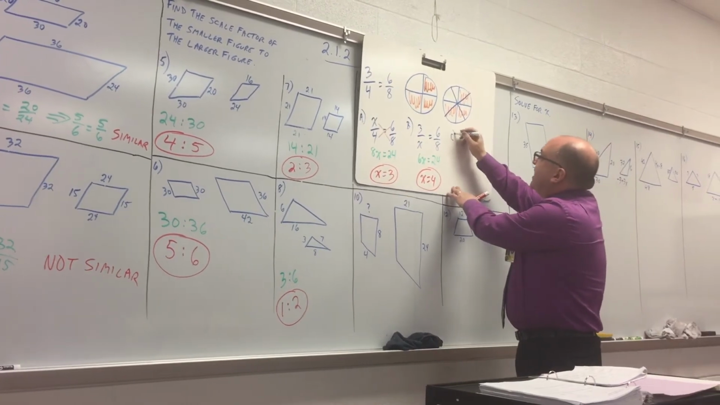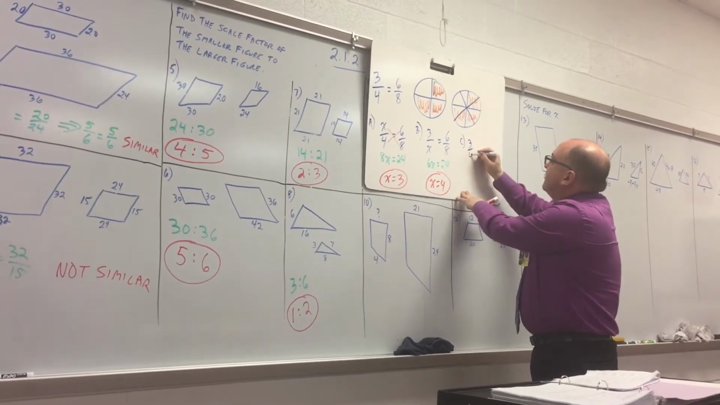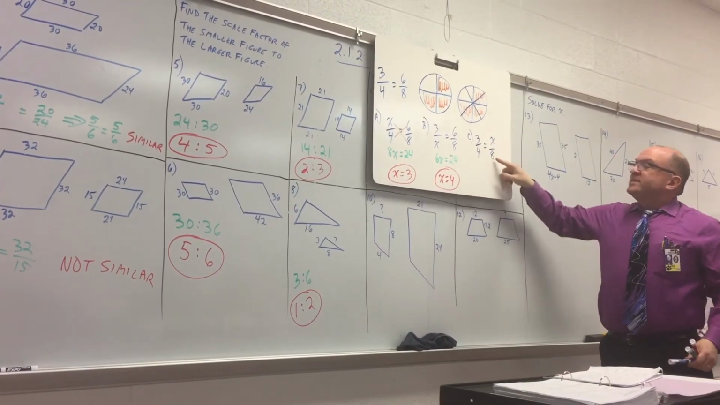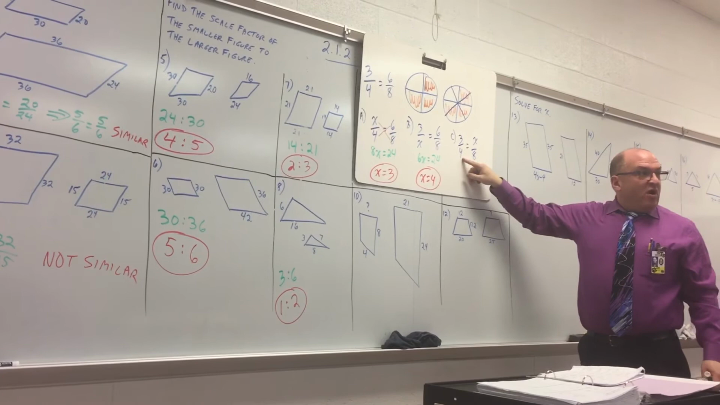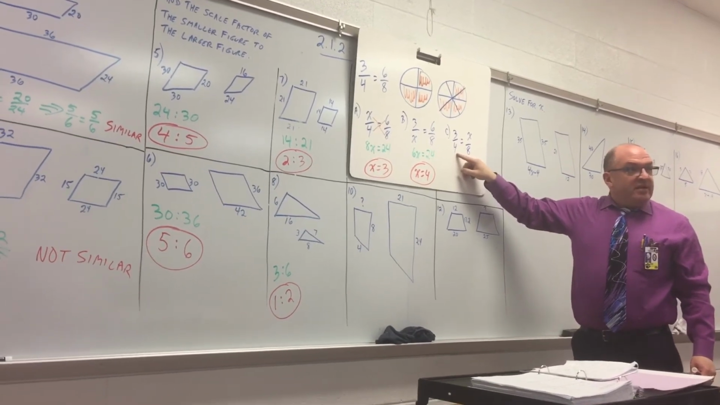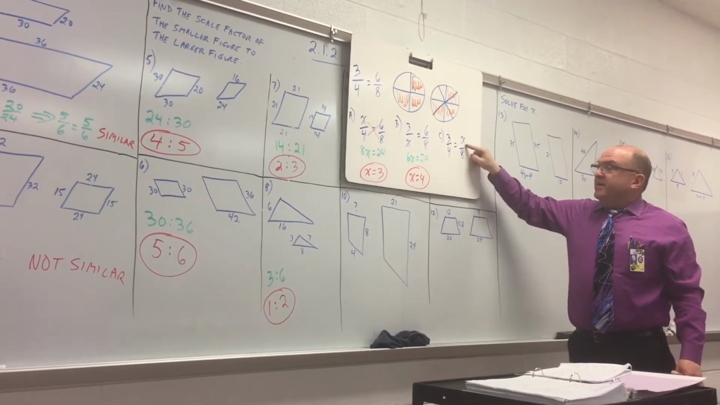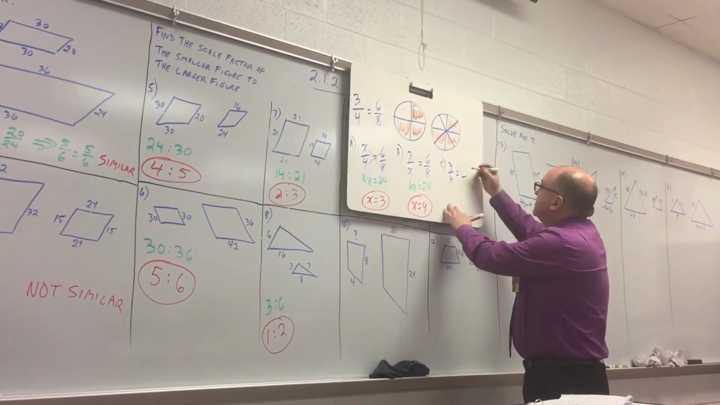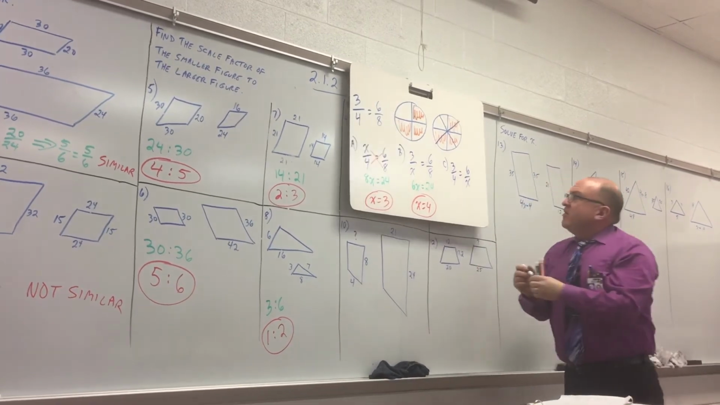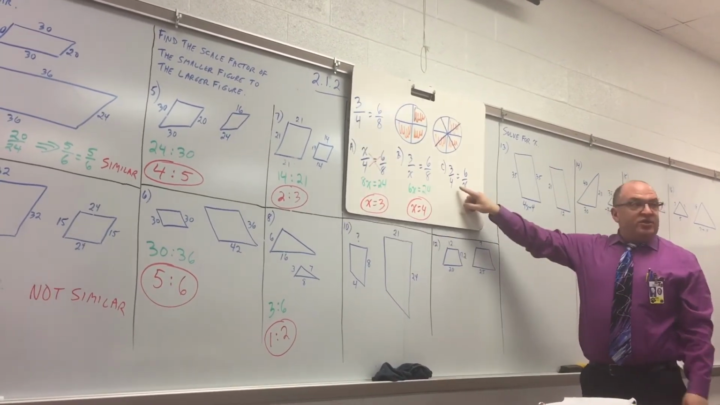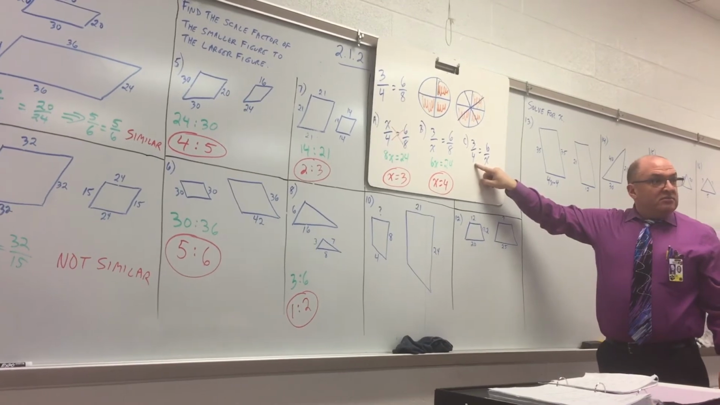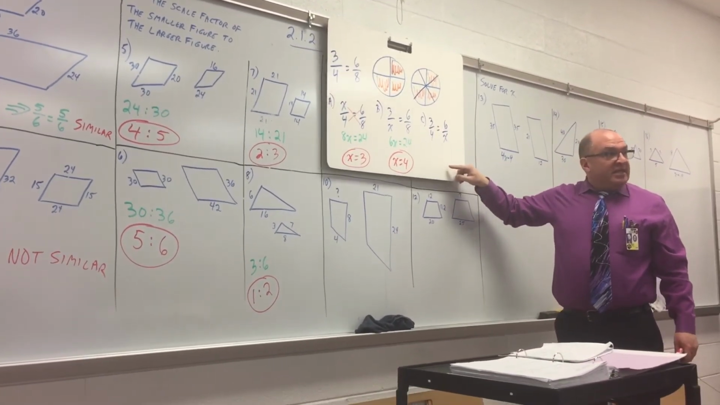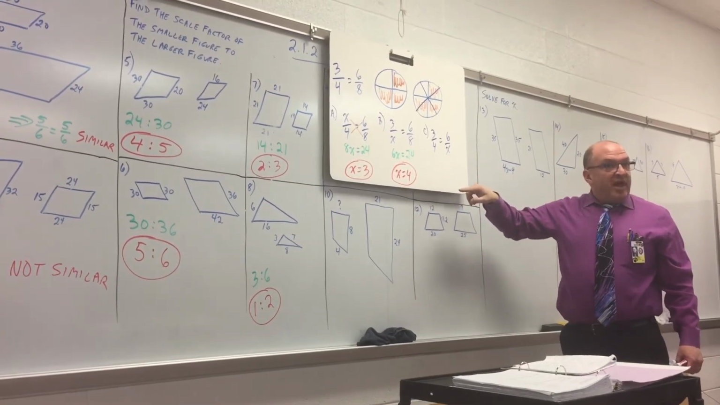Alright, what if I said 3 over 4 equals x over 8? 3 times 8 divided by 4, right? 3 times 8 is 24, divided by 4 is 6, right? What if I said 3 over 4 equals 6 over x. I would want you to do 6 times 4, 24, divided by 3 is 8. X equals 8. That's how I want you to do these problems, okay?